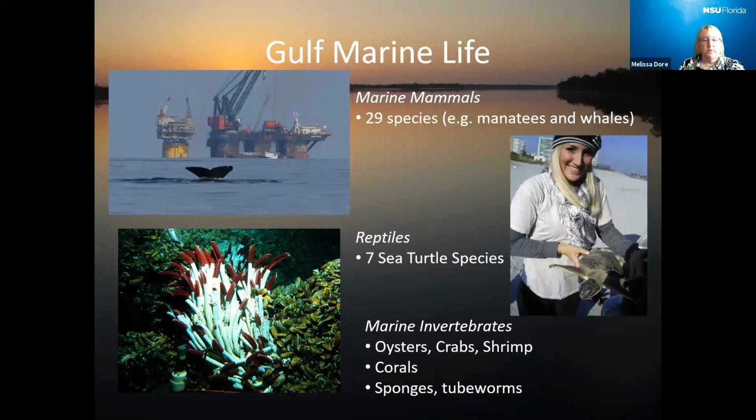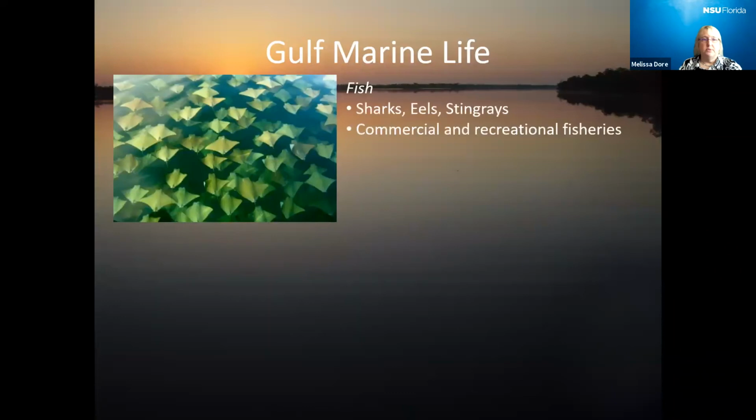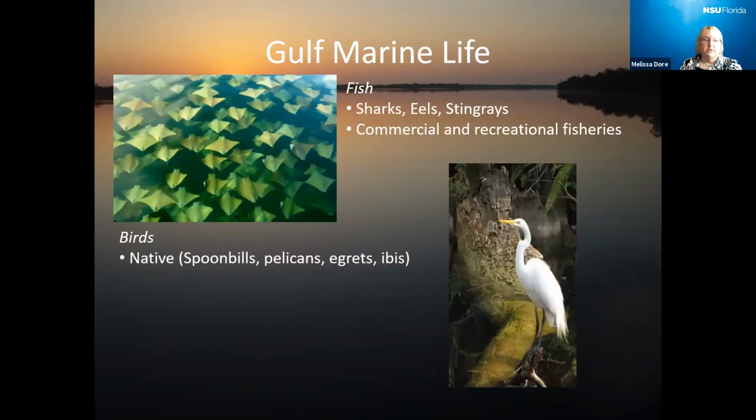So we have the 7 turtle species in the Gulf of Mexico, which is another thing that was truly important in the Gulf issue. So also in the fish, we have sharks, eels, stingrays. We have the commercial and recreational fisheries. We also have native birds, which are spoonbills, pelicans, egrets, and ibises. So we have all of these in there. So you can see it is a very, very diverse and huge biodiversity for the environment. And if you did see on the left-hand side, that picture is actually an entire group of stingrays swimming together.